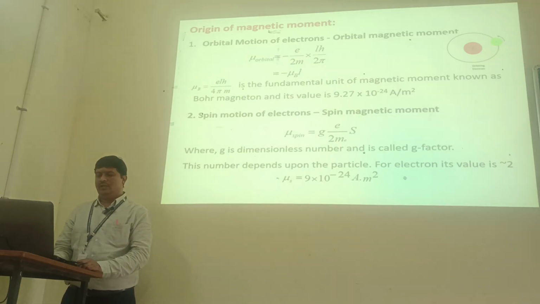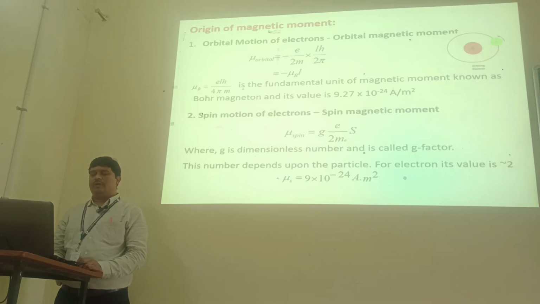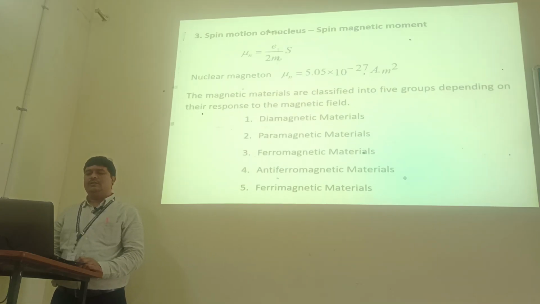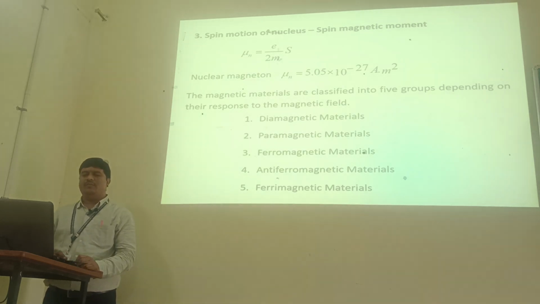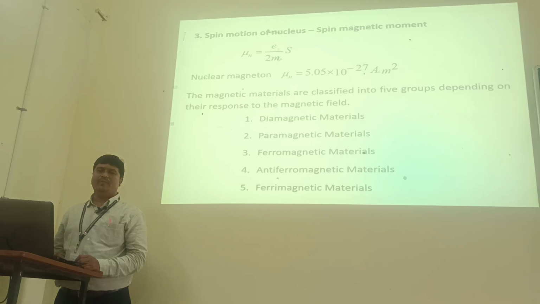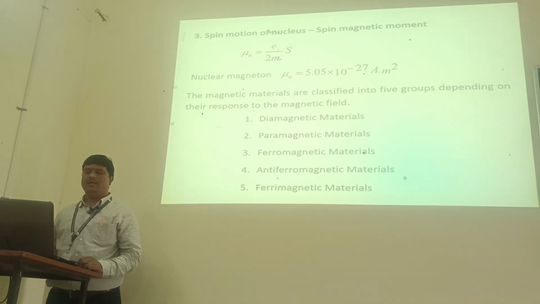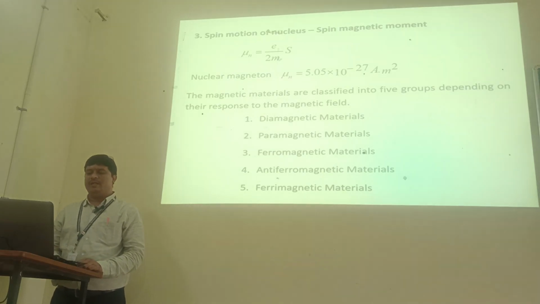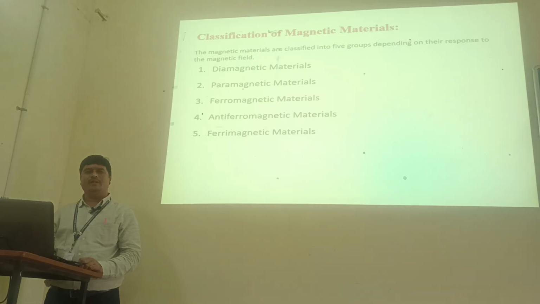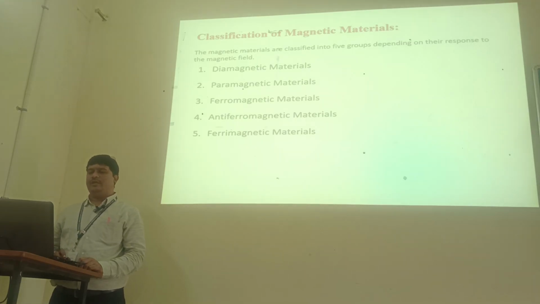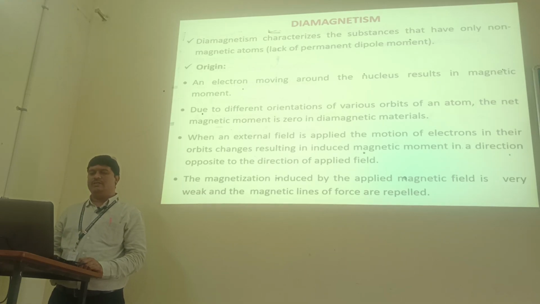Next we have a very important topic: classification of magnetic materials. There are five types: diamagnetic materials, paramagnetic materials, ferromagnetic materials, antiferromagnetic materials, and ferrimagnetic materials. Magnetic materials we have five types, which we already discussed.